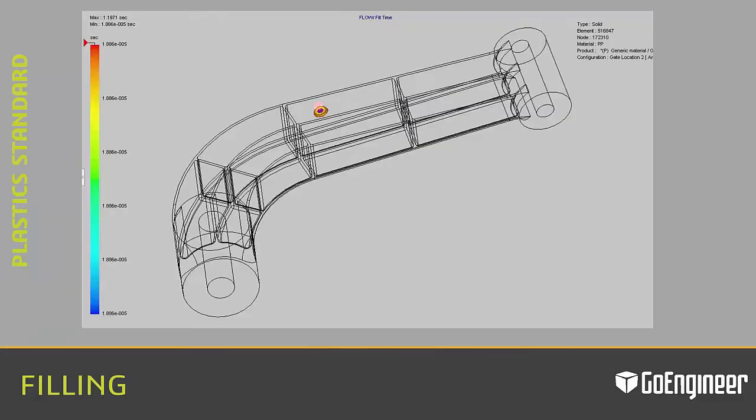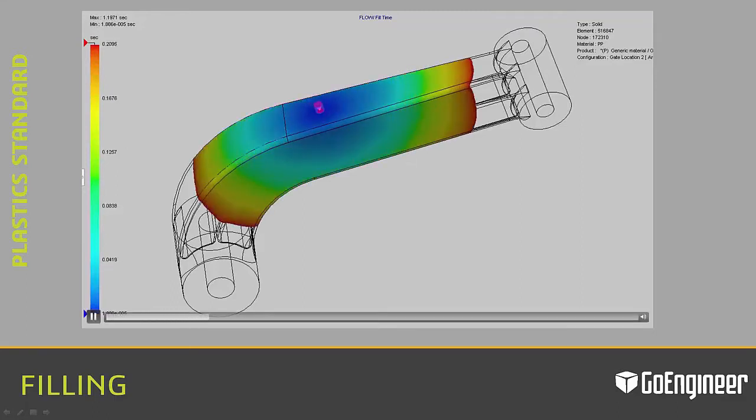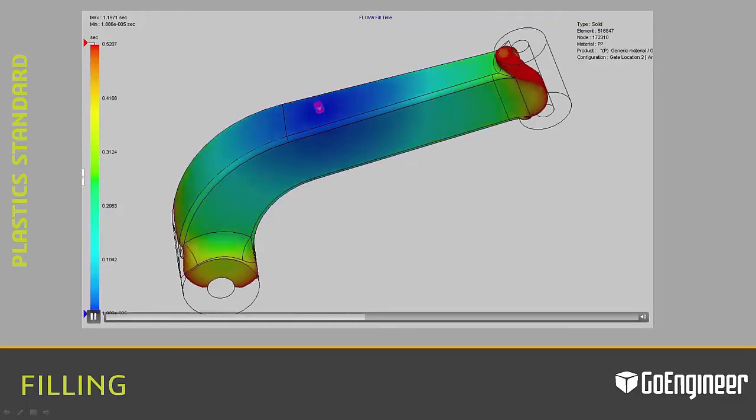After completing almost any analysis, the first plot one might look at is the fill time plot, which displays the profile of the melted plastic as it flows through the mold cavity and basically shows you whether or not the part will fill completely. Also displayed in the scale on the left is the amount of time it takes to fill the cavity.